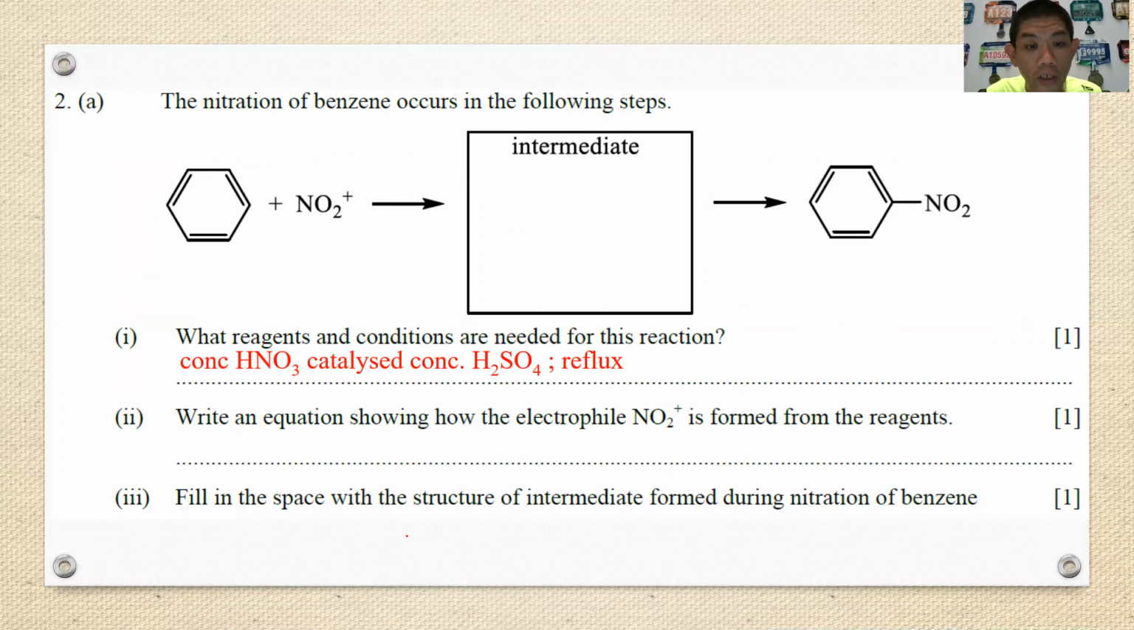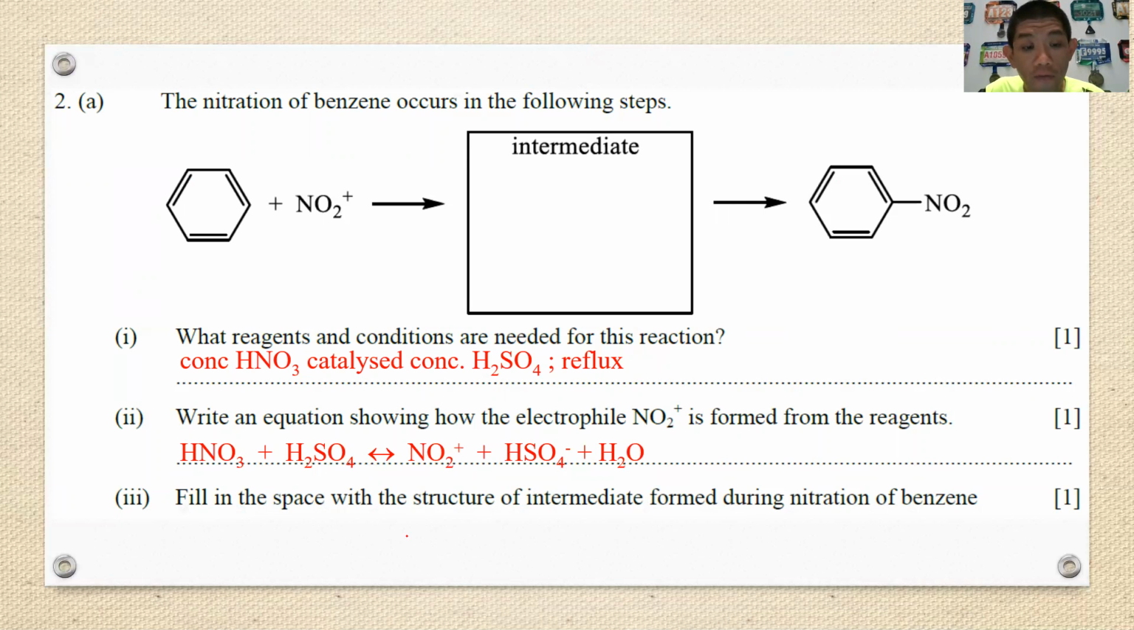Then number 2, write an equation showing how the electrophile NO2 plus is formed from the reagent. So you have to know by yourself the reaction between HNO3 and H2SO4 to form NO2 plus. So this is the equation: HNO3 plus H2SO4 form NO2 plus, HSO4 minus, plus H2O. In here, state of matter doesn't matter. If possible, write a reversible arrow. Even if you don't write it, I don't think they really stress on that. But the most important thing is that it is balanced, and you shall show how the nitronium ion is formed.